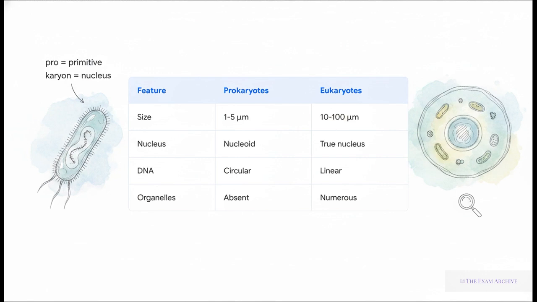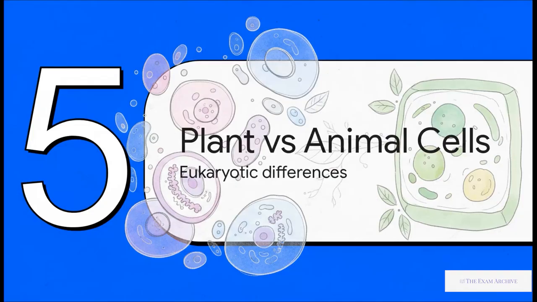Eukaryotes, on the other hand, are the advanced models. They are way larger, ranging from 10 to 100 micrometers. They protect their linear DNA, which is wrapped with histones, inside a dedicated headquarters, a true membrane-bound nucleus, and they are packed with numerous specialized organelles. And that brings us to Section 5, Plant versus Animal Cells.